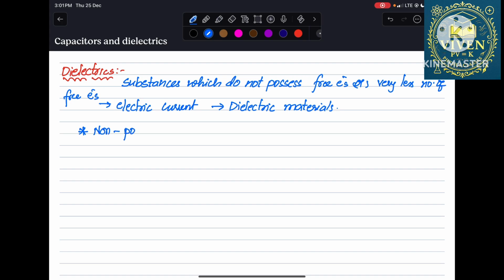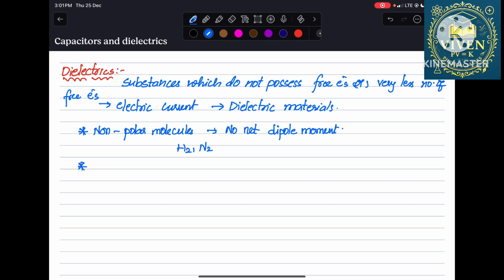Among them, there are the non-polar molecules. These will have no net dipole moment. Examples of such non-polar molecules are H2 as well as N2.